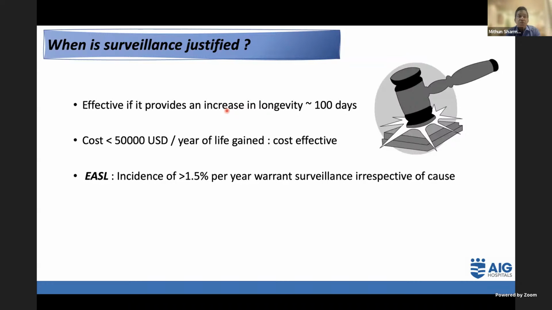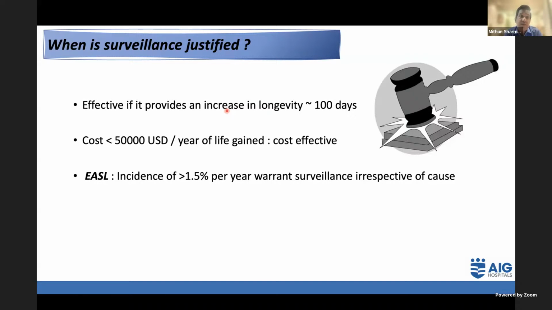Now, when we talk about surveillance, what is surveillance? Surveillance is to detect a disease before it has hit the patient, that is, before it goes into symptoms. So when is surveillance considered justified? Not all diseases undergo surveillance. For example, if I say I will screen the entire population for fatty liver, that is not considered cost-effective surveillance.